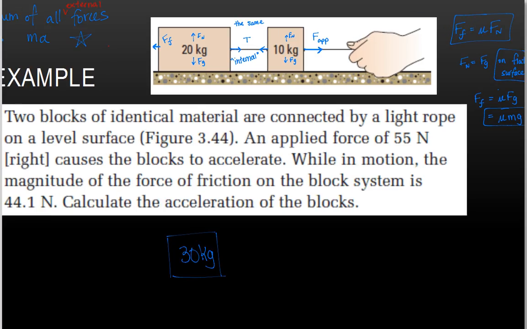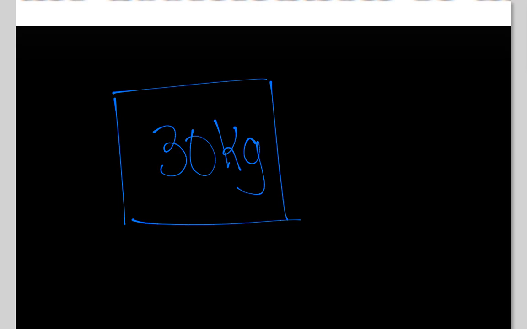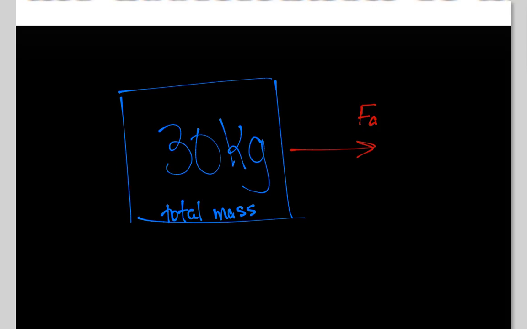So I take all this information on this really complex diagram with two masses, some internal forces, an applied force, a force of friction, and I simplify it here into this. I call this my total mass. And I know that there's a force applied, and I know that there's a force friction.